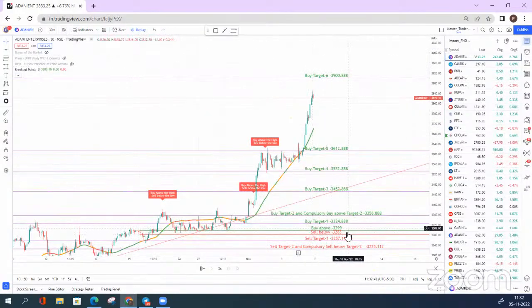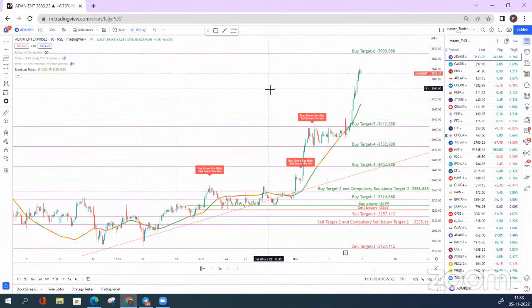How much is your stop loss? It's just 15 points here. Not even 10 points, 15. With just 15 points, you are looking out for a target of how much? 600 points, 700 points. It's massive, right? You cannot get this kind of indicator anywhere.